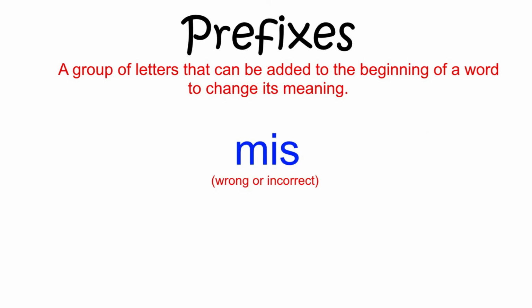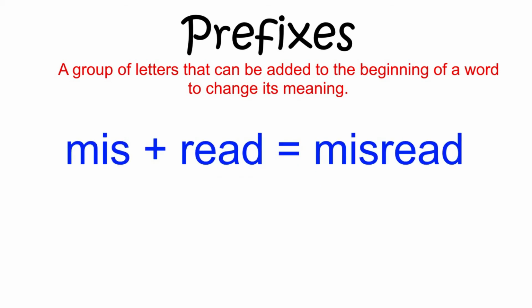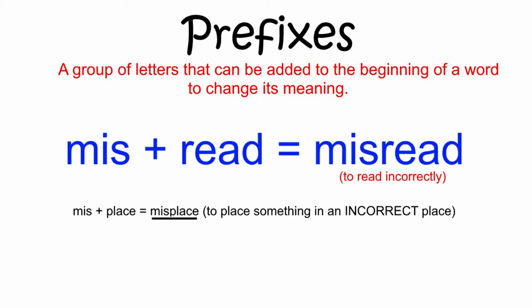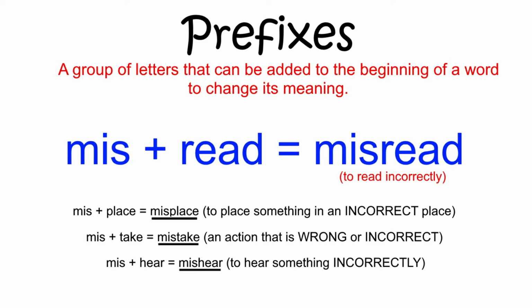The prefix miss is also used on many words. Miss means incorrect or wrong. When added to the word read, you get the word misread, which means to read something incorrectly. Some additional words to which you can add the prefix miss are place, take, and here.